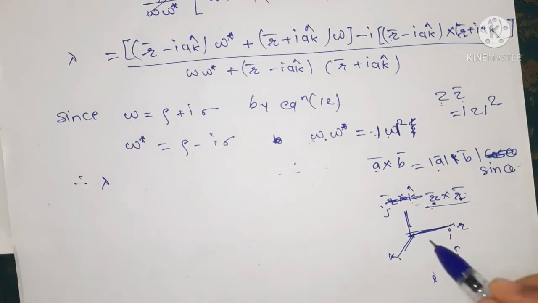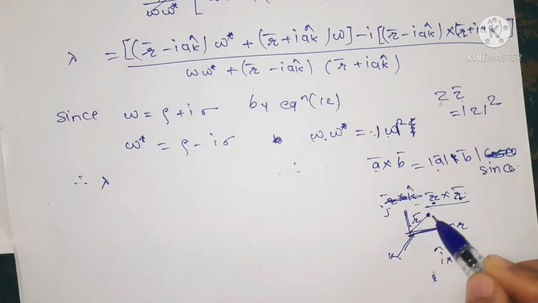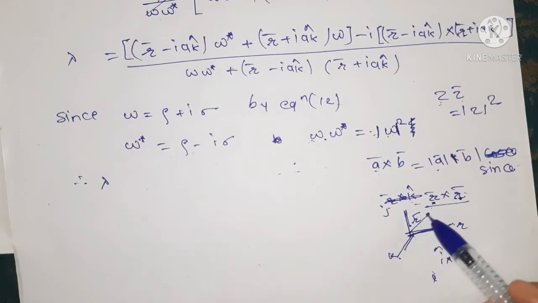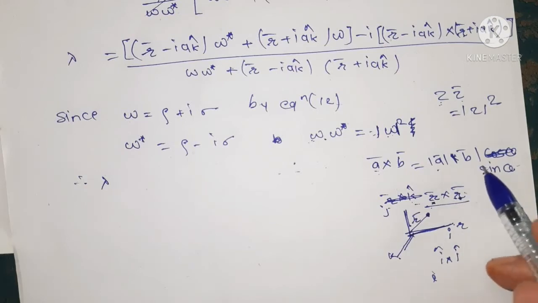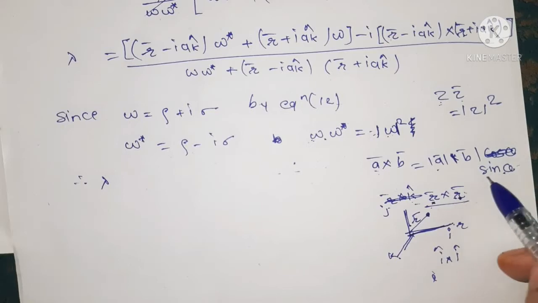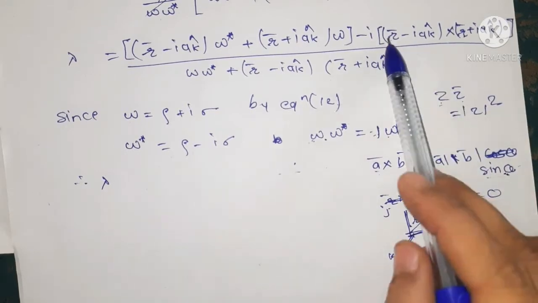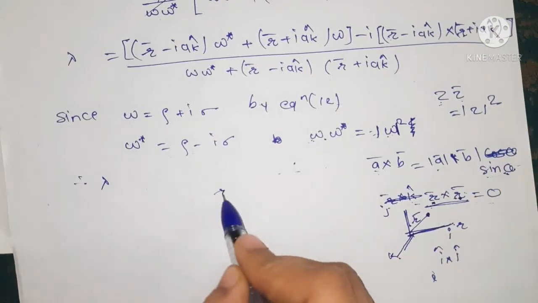So here the position vector r bar, this is our position vector. Now this r bar will be equal to 0, and thus we can say that this is equal to 0. This implies that the angle is 0, therefore sine theta is 0, therefore the cross product will be equal to 0.